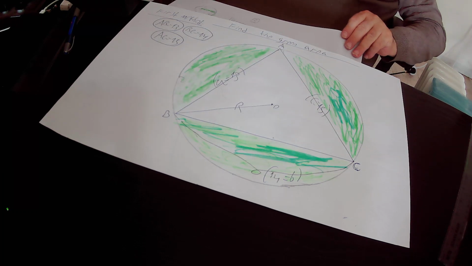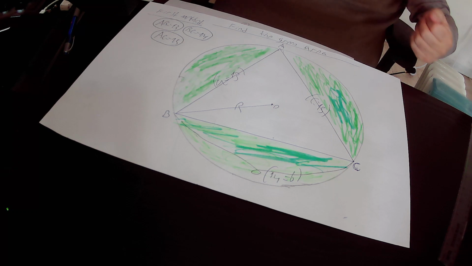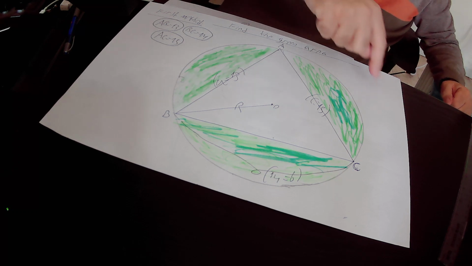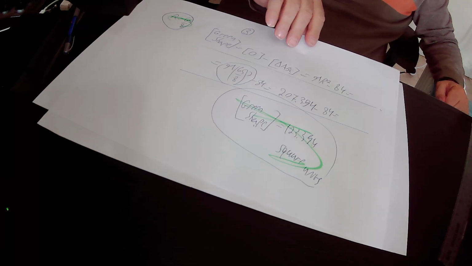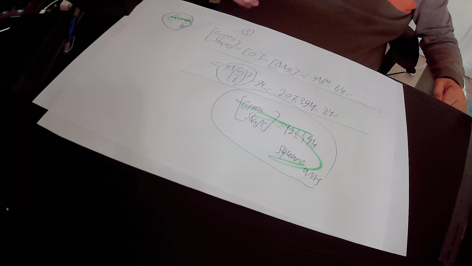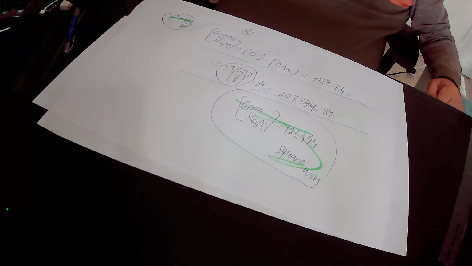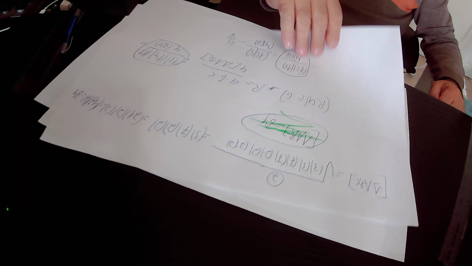What is the area of the green shape? From the drawing, it is very easy to see that the area of the green shape equals the area of the circle minus the area of triangle ABC. Repeat again: the area of the green shape equals the area of the circle minus the area of triangle ABC. The area of the circle equals pi r squared.